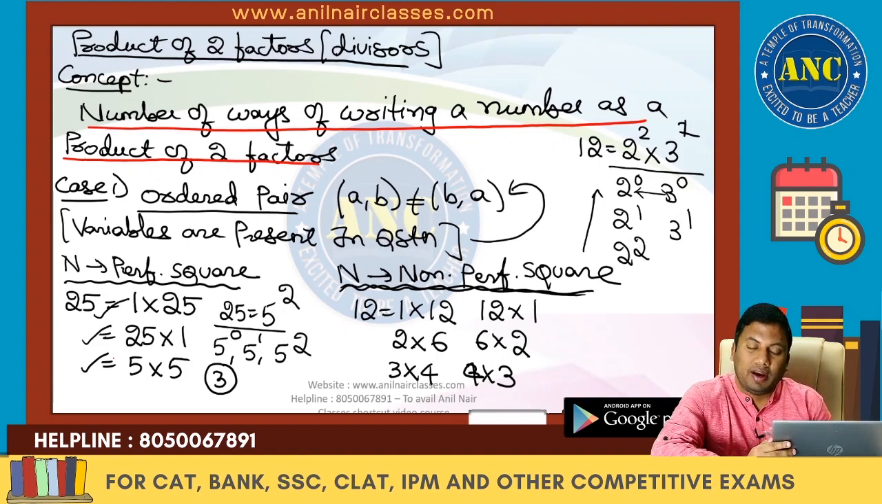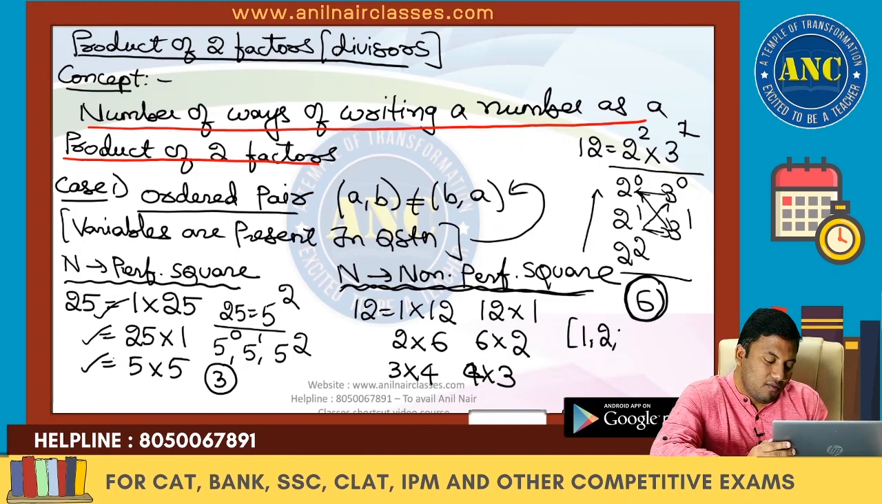1 into 1, 1 is a factor. 1 into 3, 3 is a factor. 2 into 1, 2 is a factor. 2 into 3, 6 is a factor. 4 into 1, 4. 4 into 3, 12. 3 into 2, 6 cases. What are those 6 cases? 1, 2, 3, 4, 6, 12.